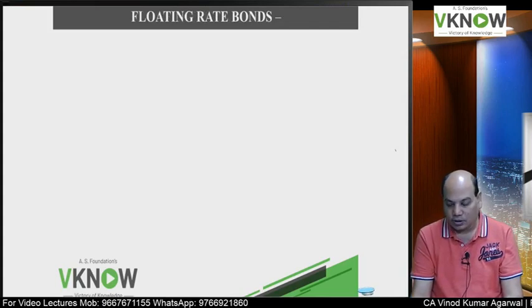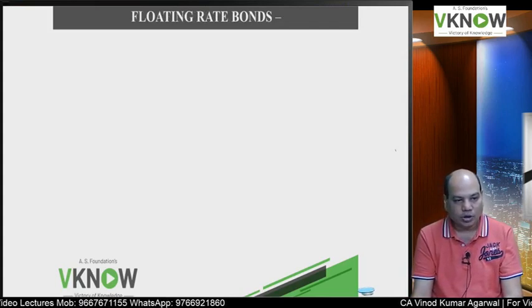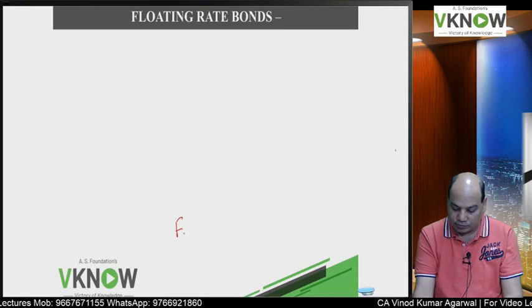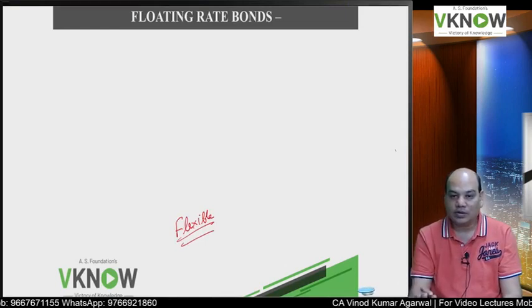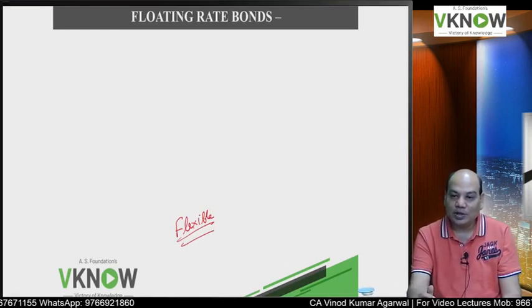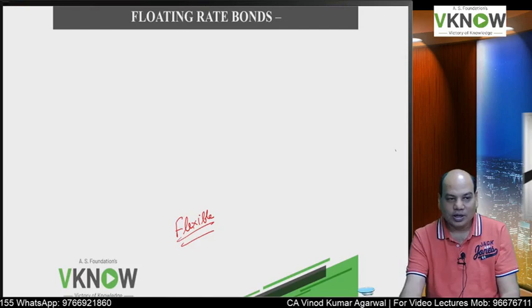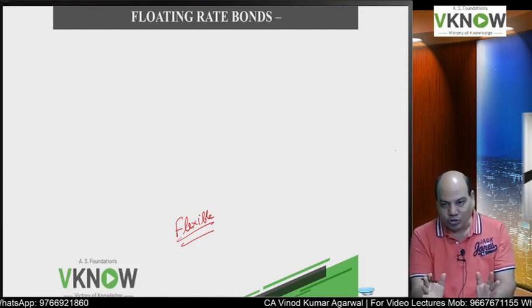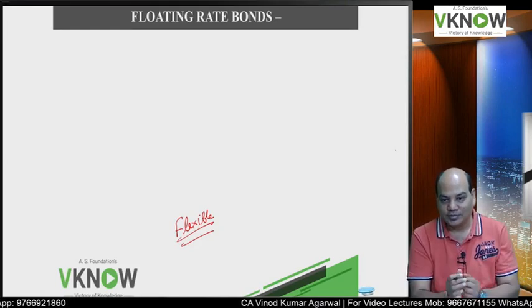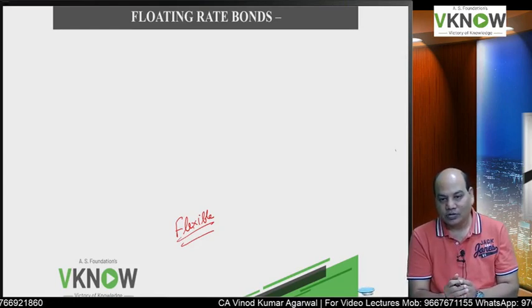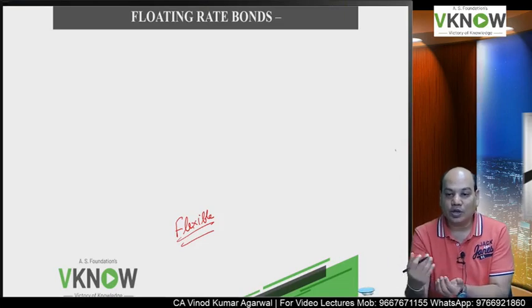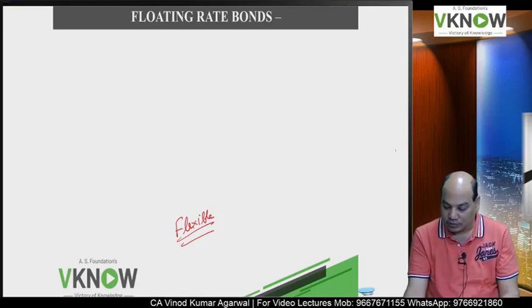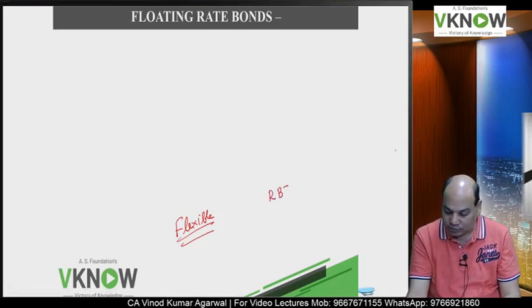Next is floating rate bond. What is the meaning of floating rate bond? It means flexible rate. Interest rate is not fixed forever. Interest rate will be revised quarterly, half yearly or yearly based on a benchmark rate, based on a standard rate, the rate which will be used for deciding what will be the rate of interest in the future period. For example, the interest rate will be based on RBI repo rate.